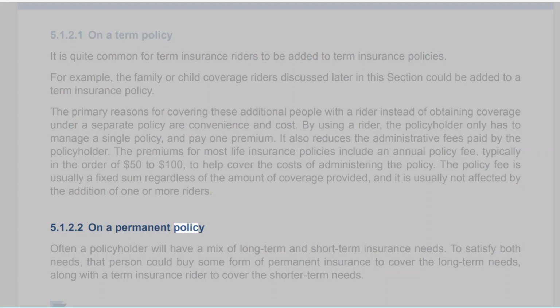5.1.2.2 On a permanent policy. Often a policyholder will have a mix of long-term and short-term insurance needs. To satisfy both needs, that person could buy some form of permanent insurance to cover the long-term needs, along with a term insurance rider to cover the shorter-term needs.